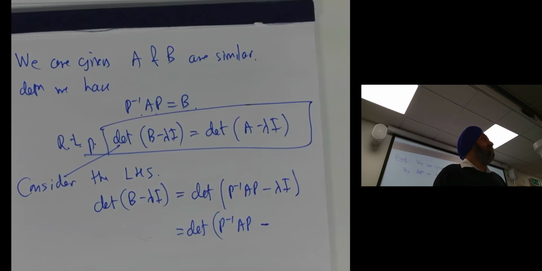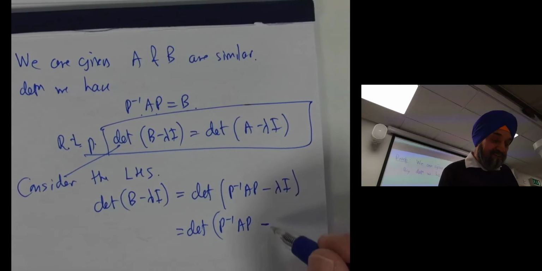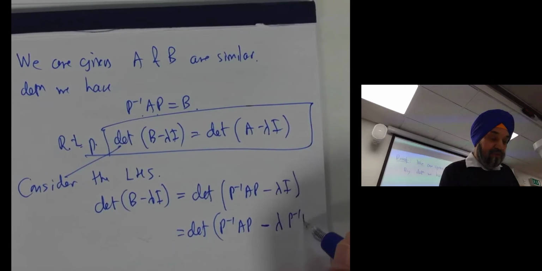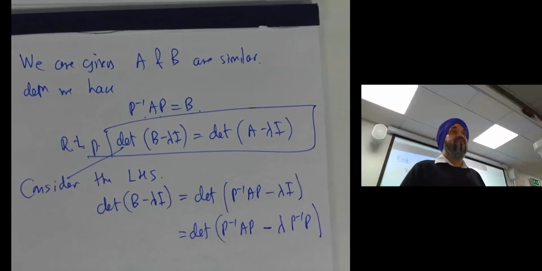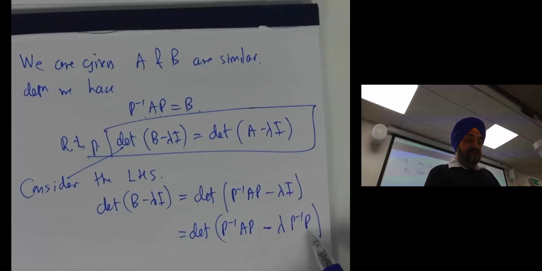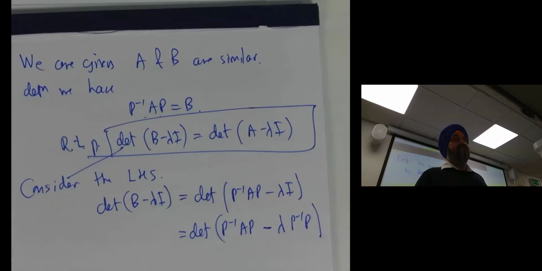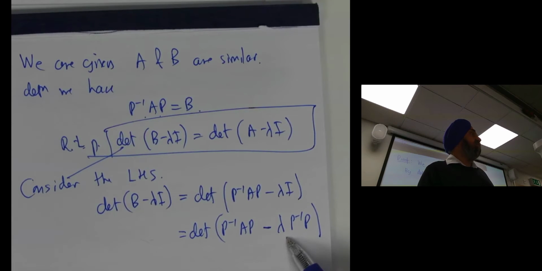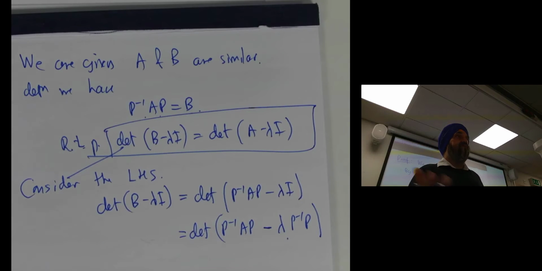Yes, of course. I can replace I with P minus 1 P, couldn't I? Do you agree? Because the inverse times P gives the identity. Now, what can I do with this? Lambda is a number, a scalar. Can you swap the lambda with something? Well, you could put the lambda wherever you want in there.